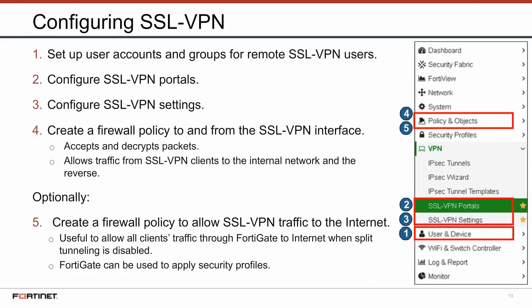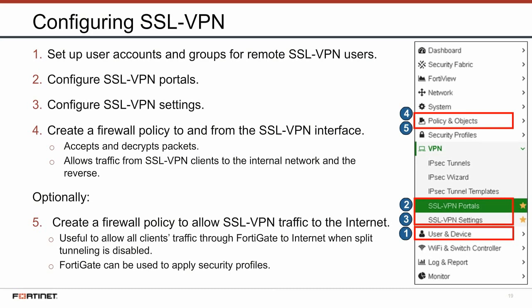To configure SSL VPN, you must take these steps. 1. Configure user accounts in groups. 2. Configure the SSL VPN portal. 3. Configure SSL VPN settings. 4. Create a firewall policy to accept and decrypt packets. This policy is also used to provide access to internal networks.